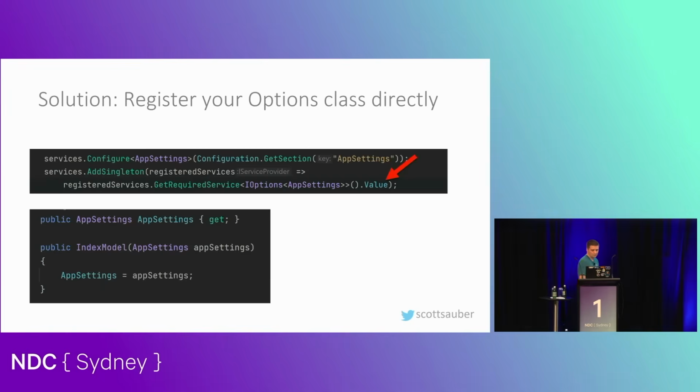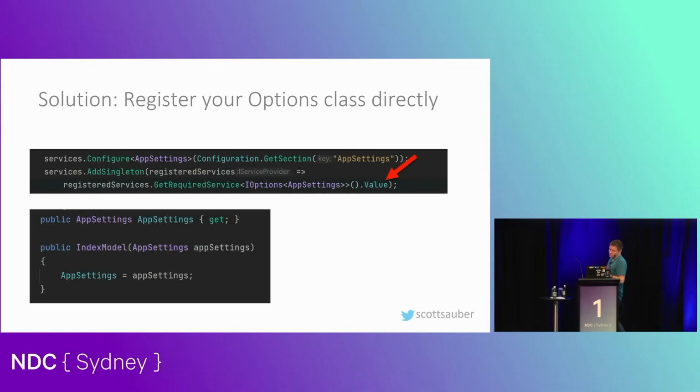So my solution to this is instead of registering or using IOptions, just register your options class directly. You can still call the Configure method like you're used to, but then in this case, I'm just adding a singleton saying, hey, grab me the IOptions of AppSettings and register the .Value. So now when I need it everywhere, I just inject the AppSettings. I don't actually inject IOptions of AppSettings.